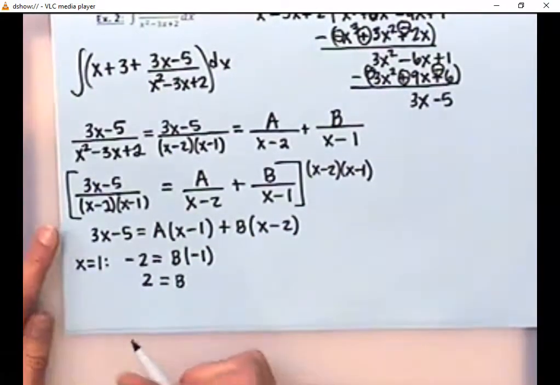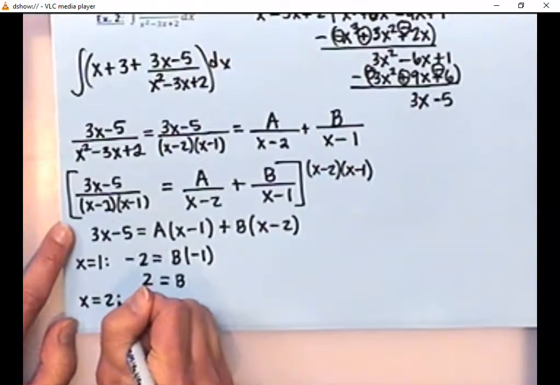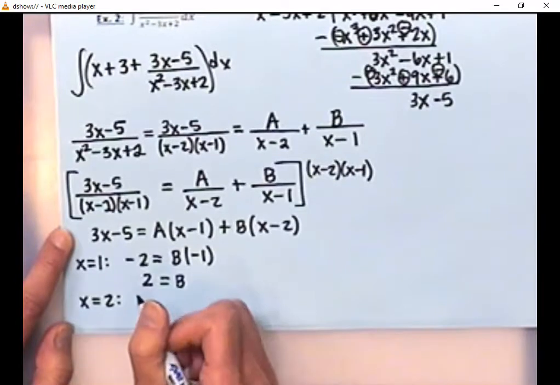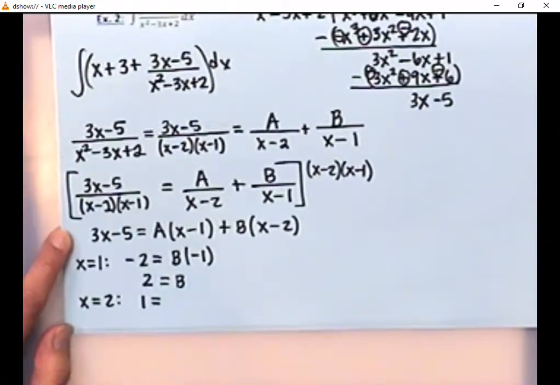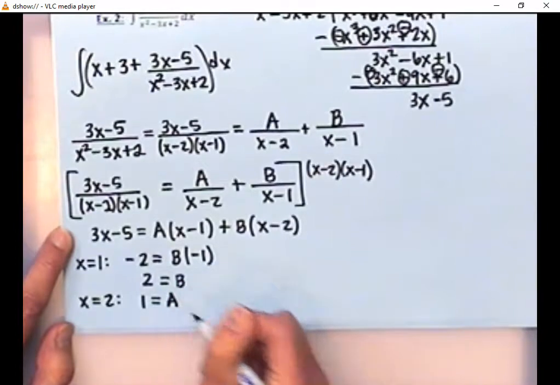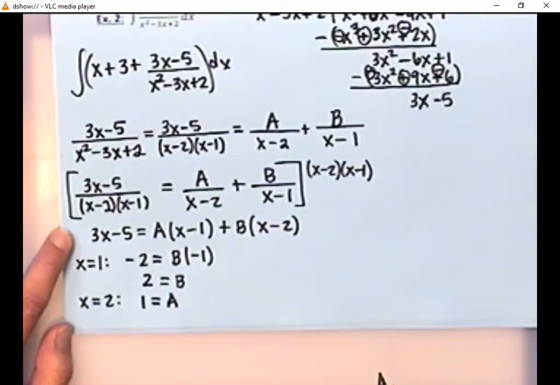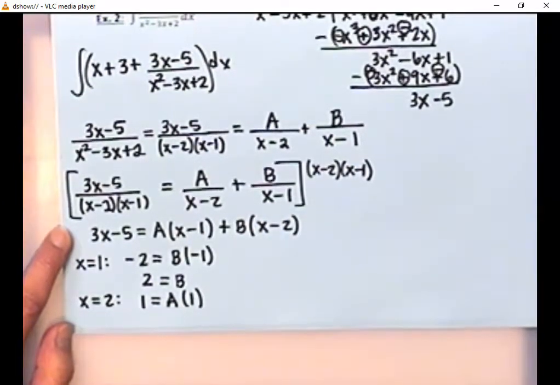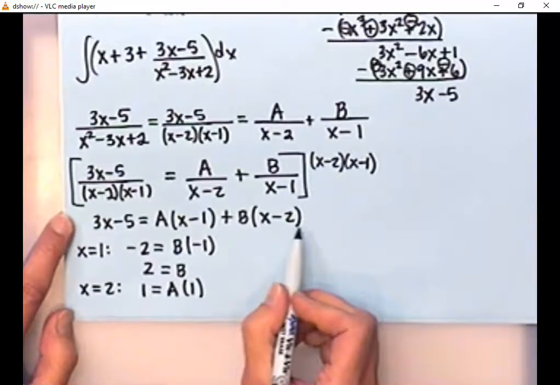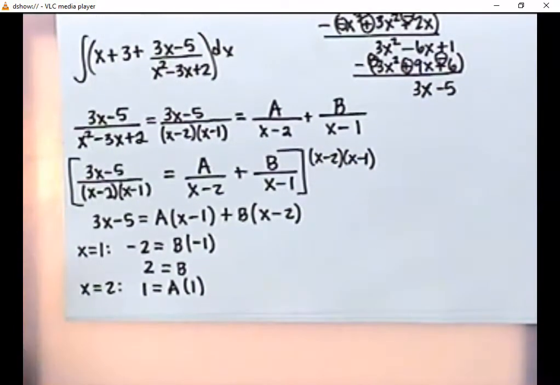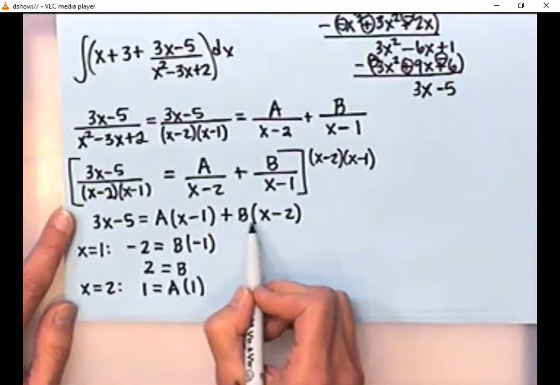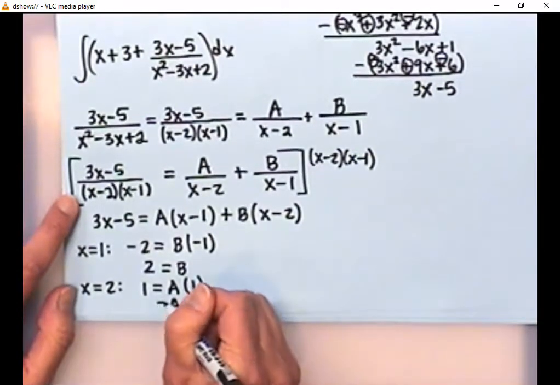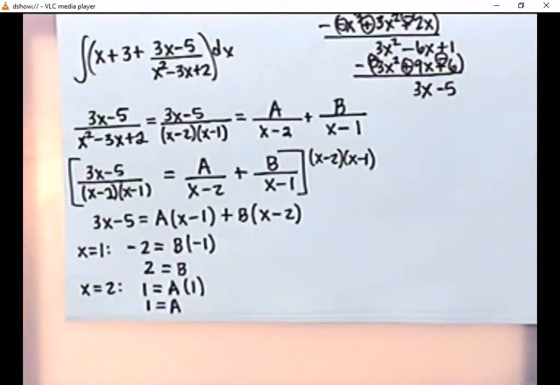Let's try the other one. Now x is 2. Okay, so what do I get on the left? 3 times 2 minus 5 is 6 minus 5 is 1, right? And then you would have a times, what's 2 minus 1? 1. What happens to this b term? If x is 2, this becomes 0, right? So that b term is gone. So it'd be b times 0, and that's gone. So what is a now? a is 1. Divide by 1, you get a is 1.